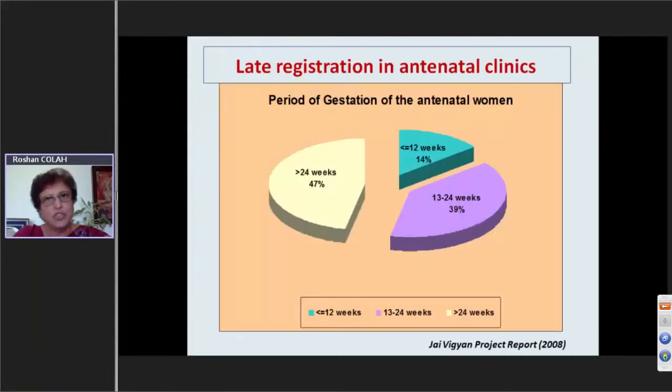Now, in this project, under the Jai Vigyan program, a big project was done in 6 states in India a few years back. And one of the problems in antenatal screening was that the majority of pregnant women in public hospitals do not come in the first trimester of pregnancy, that is before 12 weeks. Here we had only 14% who came early, and the majority came in the 2nd or 3rd trimester, when very little can be done if the lady is already pregnant.